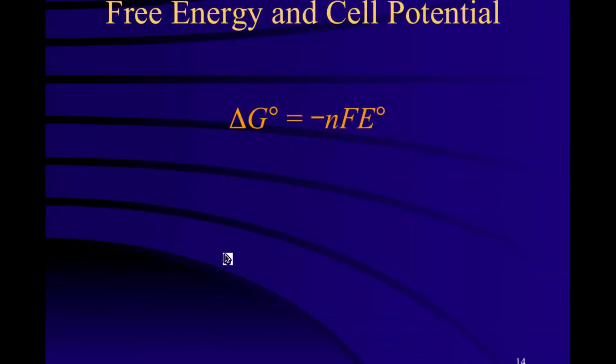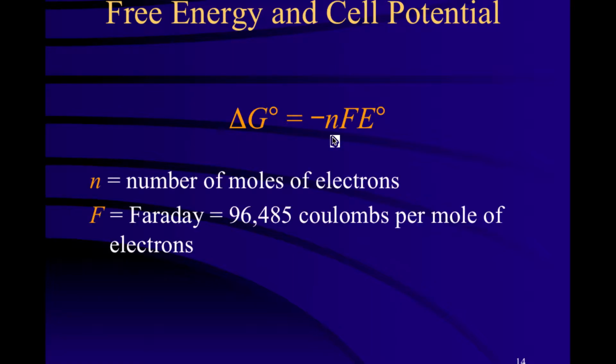Free energy, delta G. You can go ahead and find this equation on your pink sheet, but delta G is equal to negative nFE. And you know what delta G is, Gibbs free energy. n is the number of moles of electrons changing hands. F is something called Faraday's constant. On your sheet, it's actually 96,500. That's what Faraday's constant is.